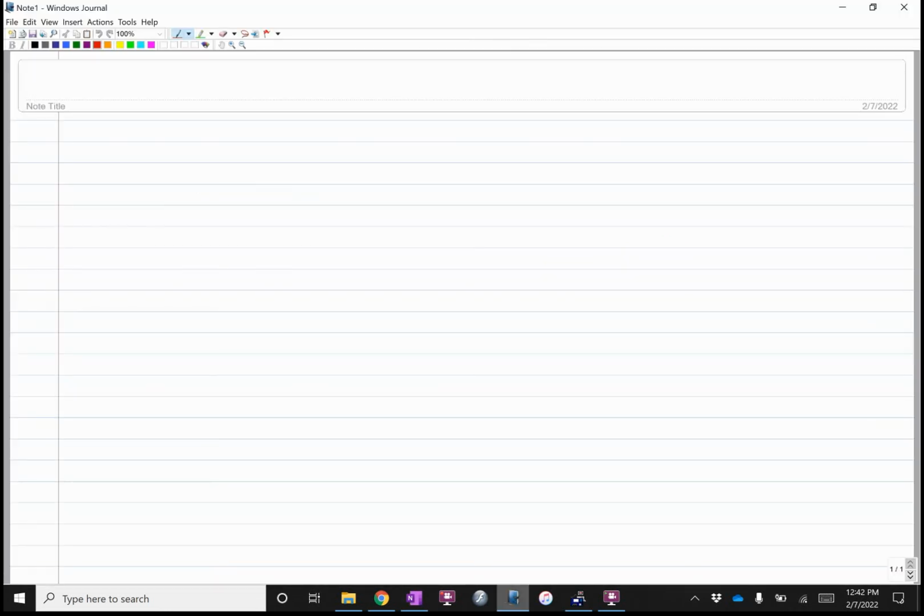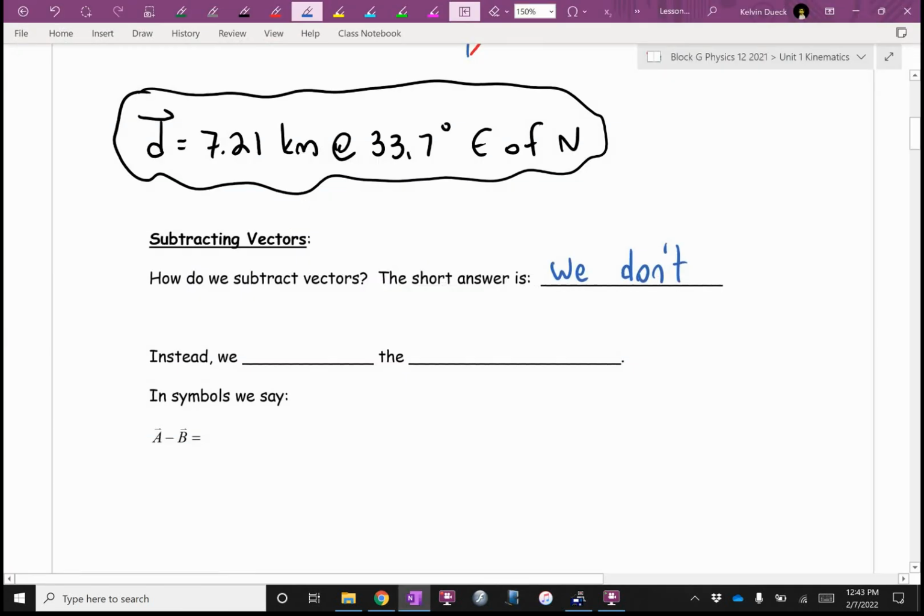Look up. 3 take away 5. How can I turn that into an addition question? 3 plus what? You said it. Negative 5. I can turn any subtraction into an addition by adding the opposite. And in fact, that's what goes in the blanks here. Instead, we're going to add the opposite. And then how do I add two vectors? Draw them, everybody, tip to tail.